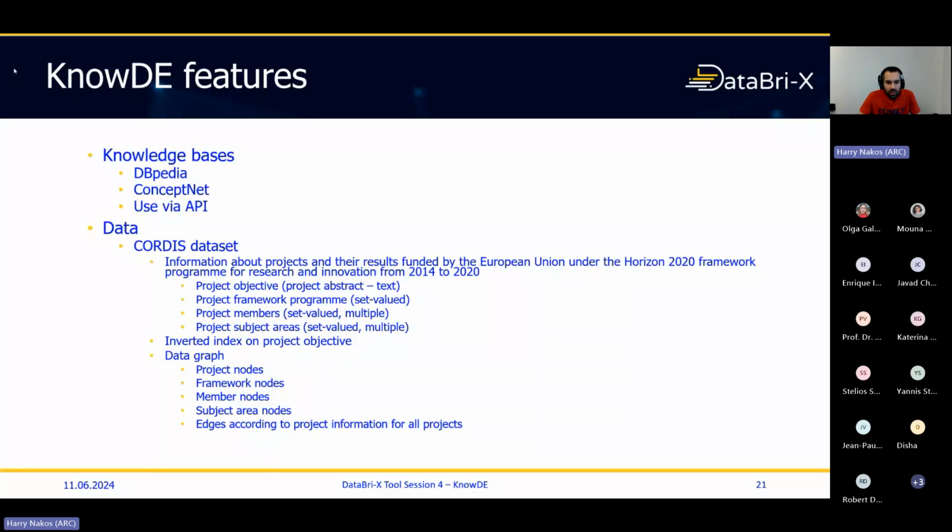The project objective, which is the abstract of the project, the short description of the project, is of the text kind. The project framework program is set valued, and takes specific values from an array of values. The project members as well is set valued, where each project has multiple members, and the subject areas of each project is a set valued attribute, and also multiple values can be used.